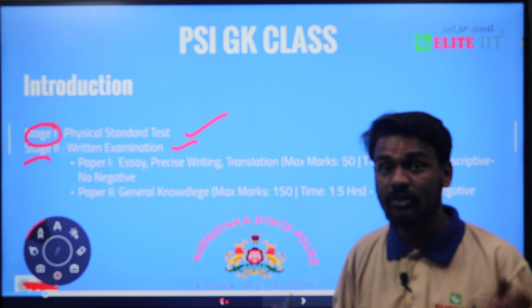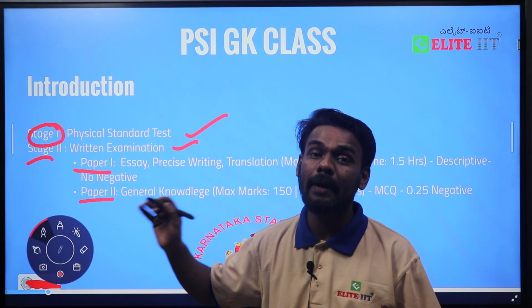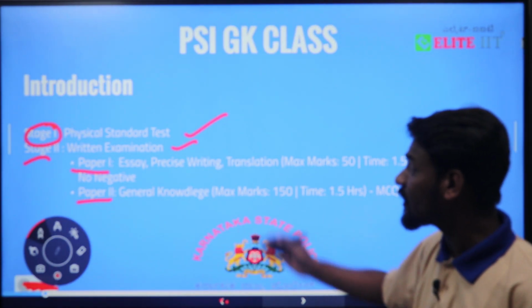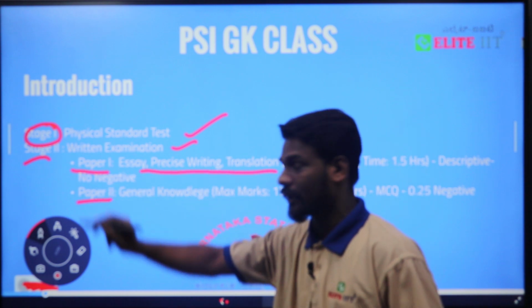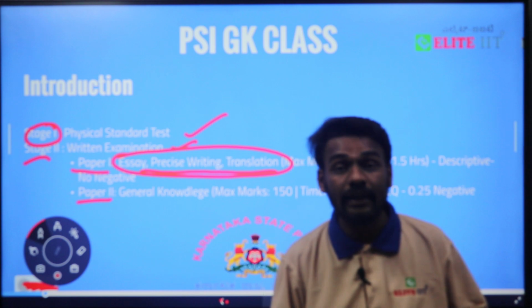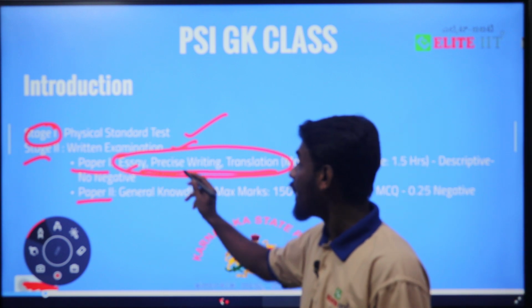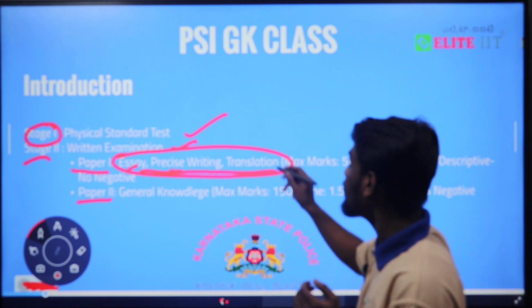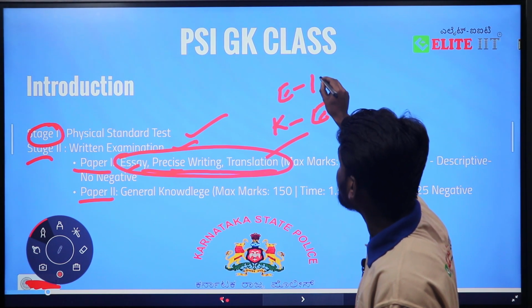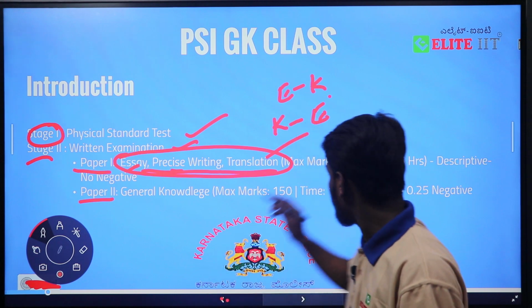In the written examination also there will be two papers, paper 1 and paper 2. Paper 1 contains essay, precise writing and translation work, and everything is there in Kannada only. You have to write an essay in Kannada and precise writing in Kannada, and translation from Kannada to English and English to Kannada.